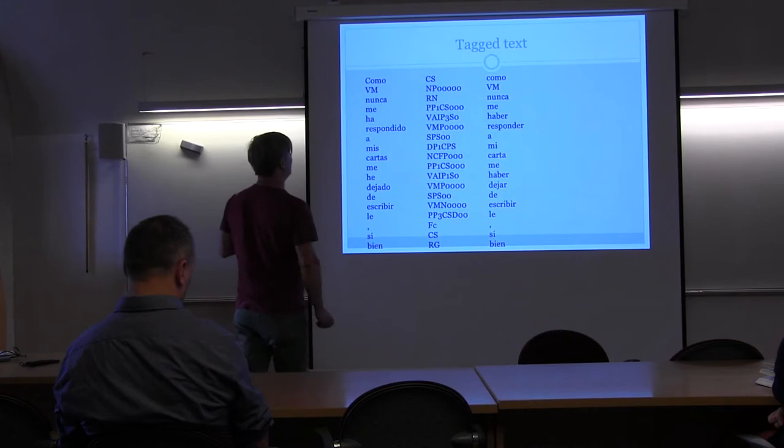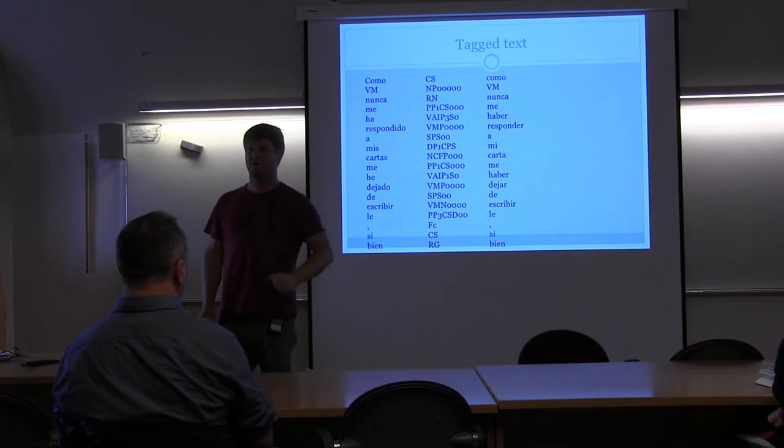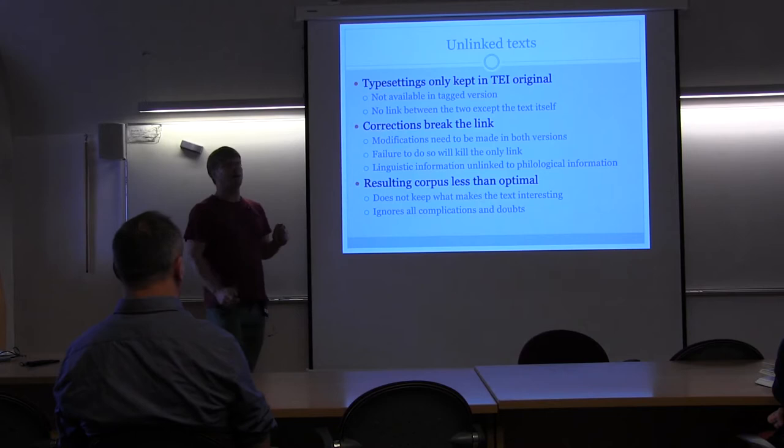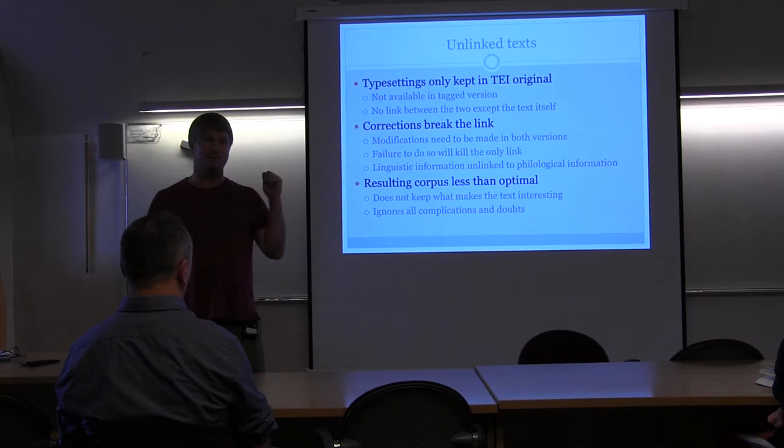So this is something that has been done a lot. So they take transcriptions from the philological domain, clean them up, normalize them, run them through a part of speech tagger, and you can do your linguistic analysis. But we threw all the actual TEI codes away, which means that a lot of the information that made the text so interesting is no longer there.